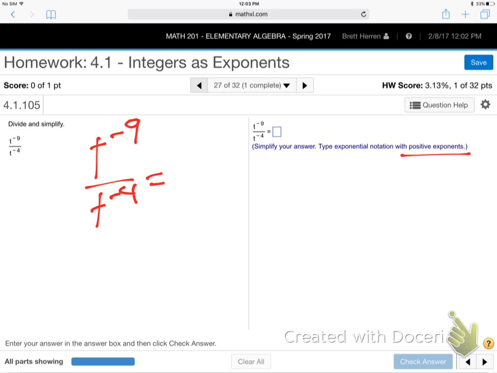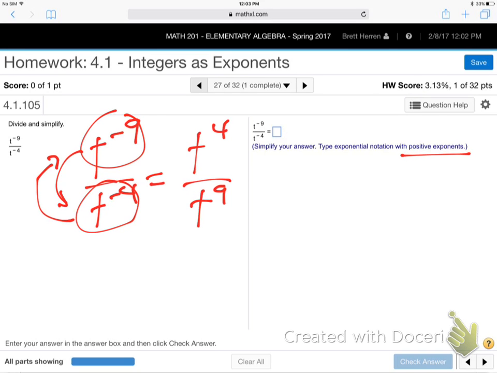All right, so what do the negative powers do? They jump. And this time they're both jumping. They're both unhappy. So t to the 4 over t to the 9. They're both positive powers now. We good? Okay, and now they're divided, so we're going to do what with the powers? Subtract. Where's the bigger one? On the bottom. So the answer will end up on the bottom. 9 minus 4 is 5. Well, there's nothing on the top.